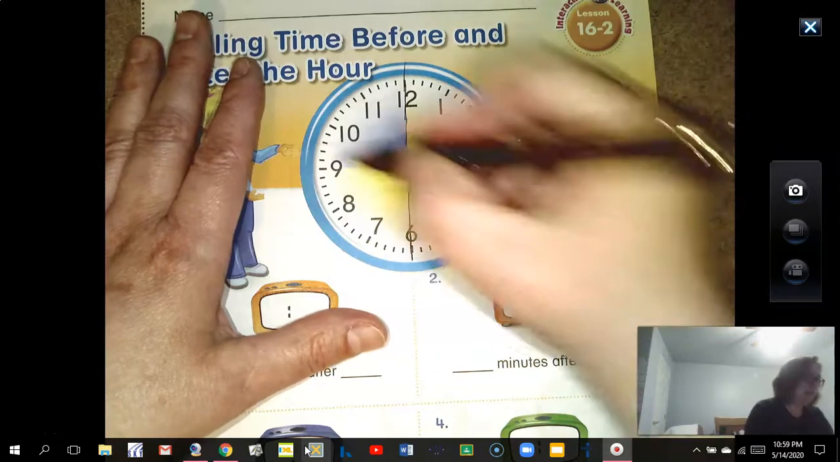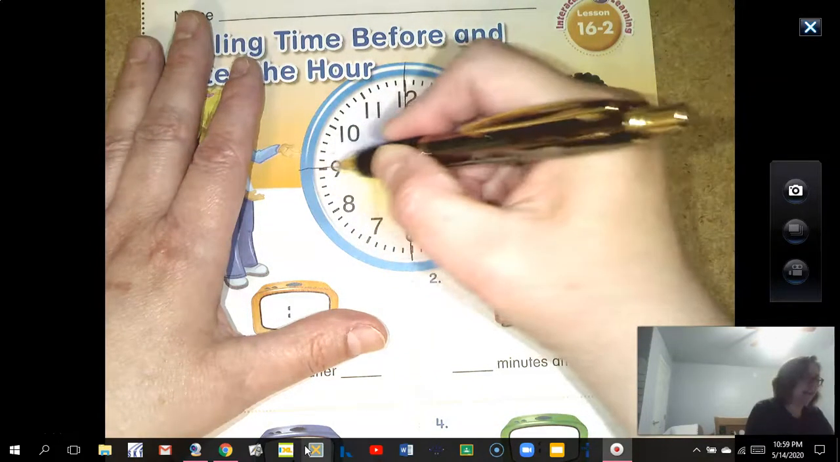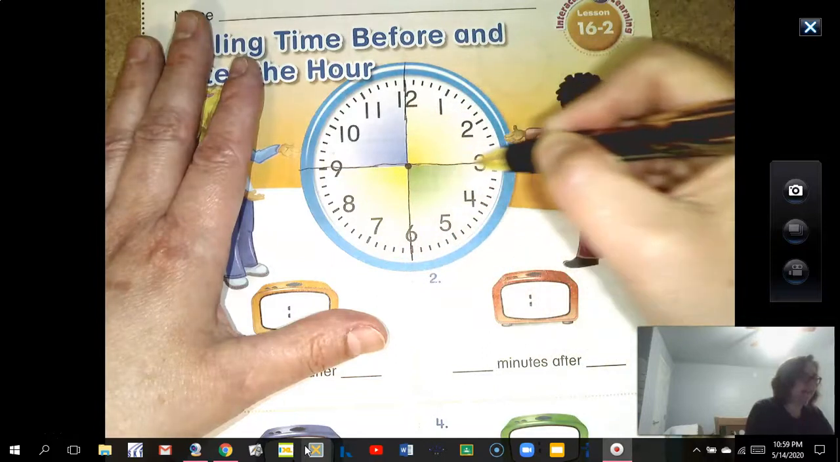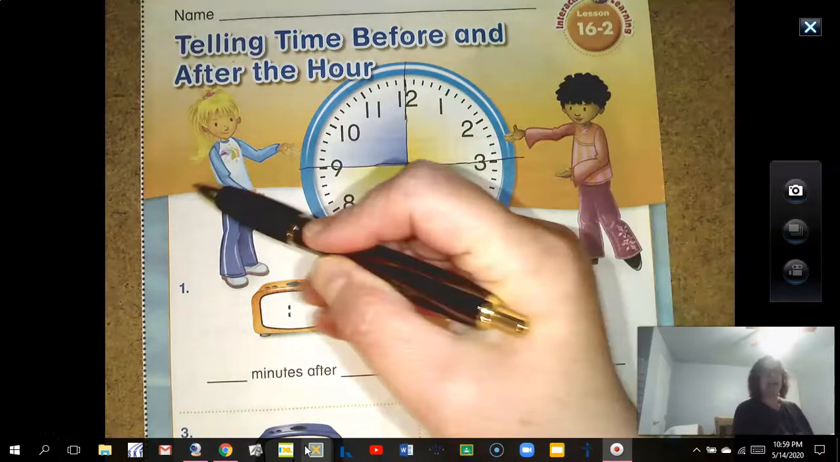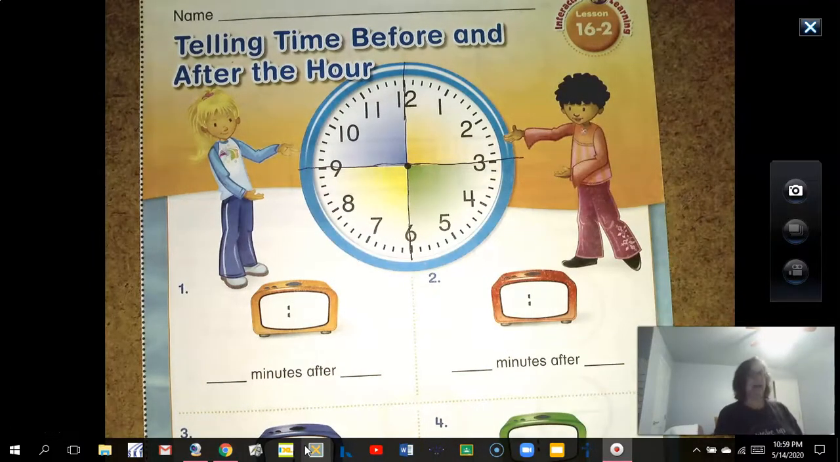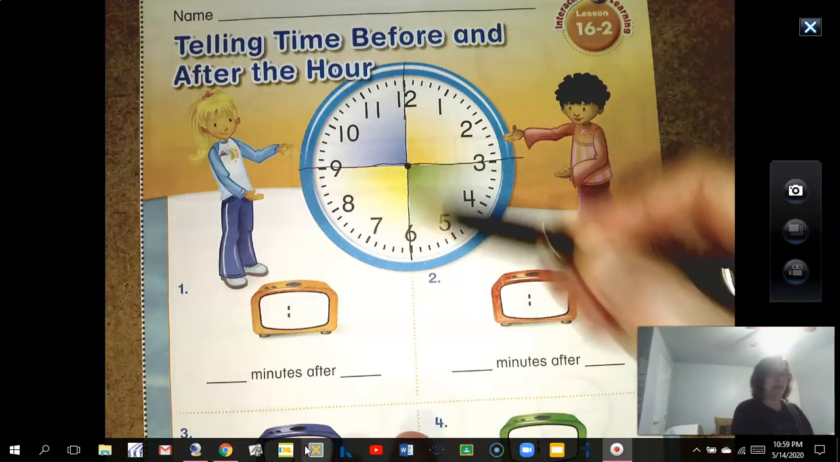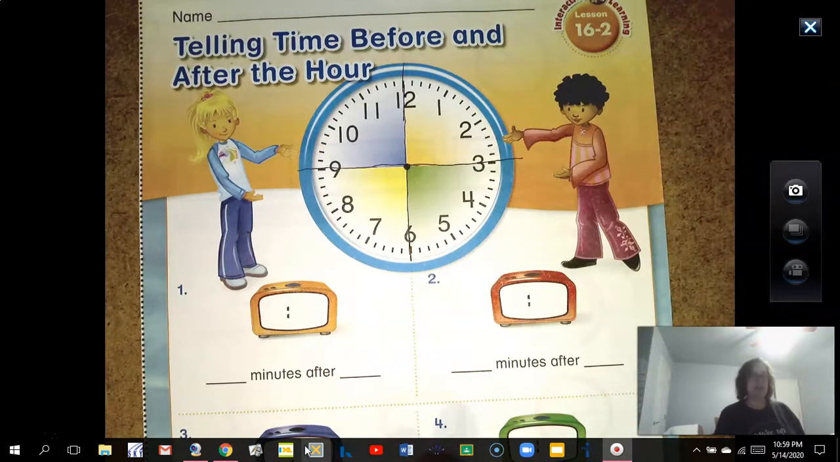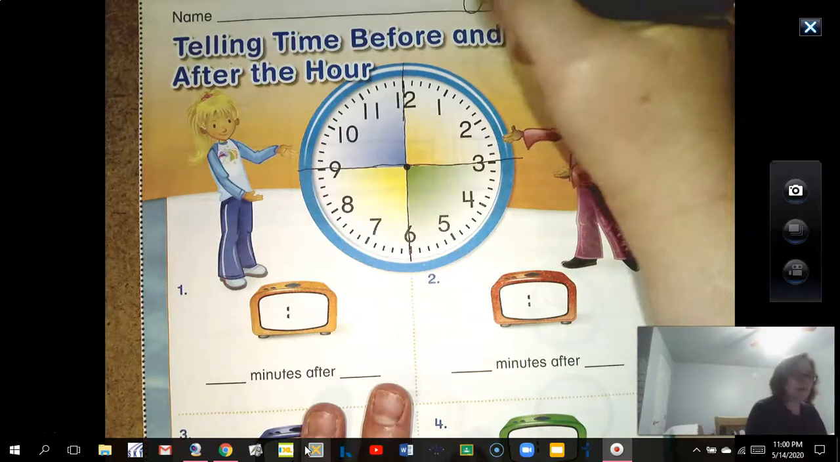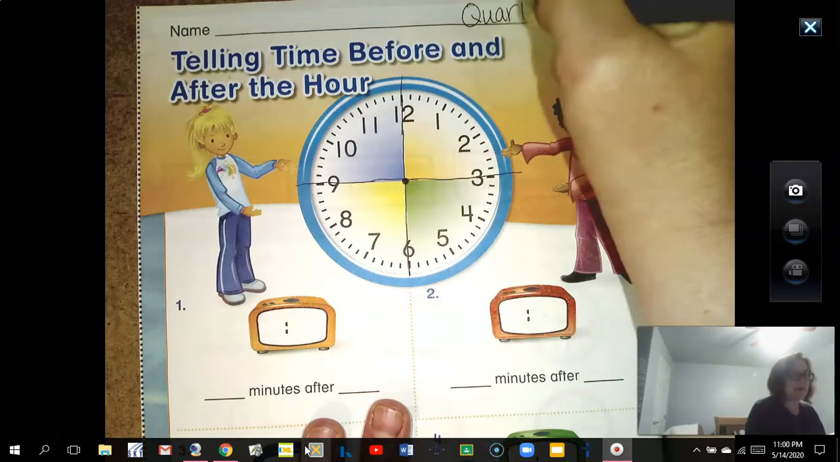All right, and now we're going to divide our clock horizontally. So now we have a vertical line and a horizontal line dividing our clock. It is divided into 4 parts. This is a part, this is a part, this is a part, and this is a part. 4 parts are also called quarters. So up here, I'm just going to write that word, quarters.